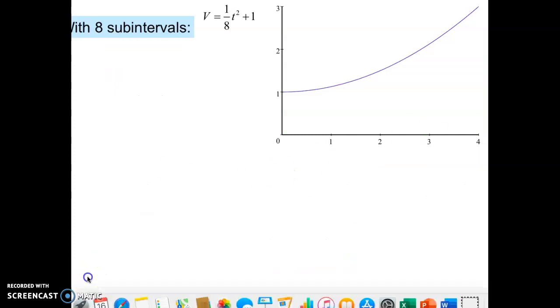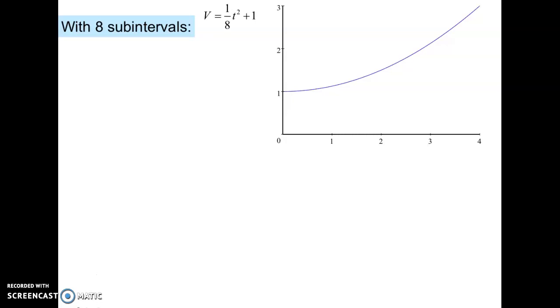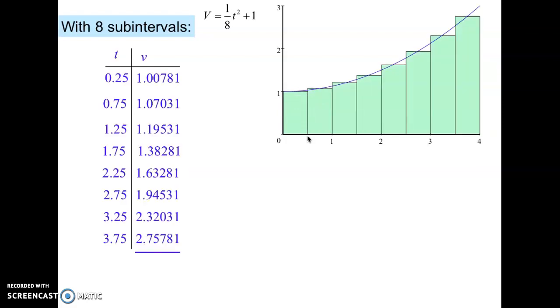So with 8 subintervals, I would do something like this. I would say, okay, if I have 4 units here, but I'm going to have 8 subintervals, so if I take this amount, which is 4 units, and divide by 8, the width of each rectangle will now be half of a unit. So I'm going to find the value of the function at 0.25, then 0.75, and so forth.